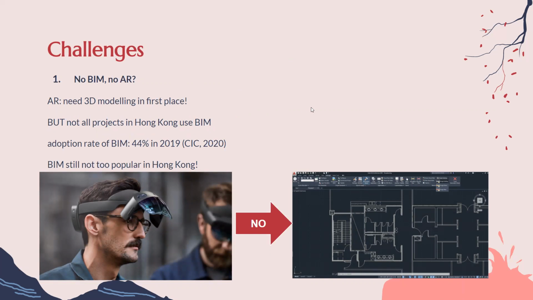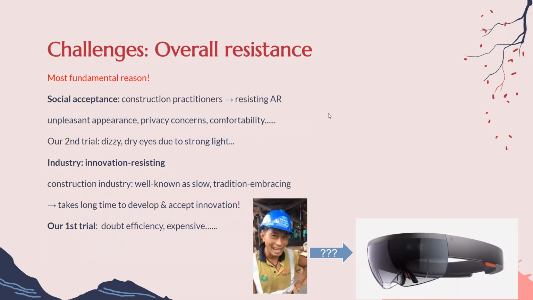Firstly, the AR system requires 3D modeling in the first place, but not all projects in Hong Kong adopt BIM. But the most fundamental reason should be that AR may not be accepted by the industry. The construction industry itself is very innovation-resisting.